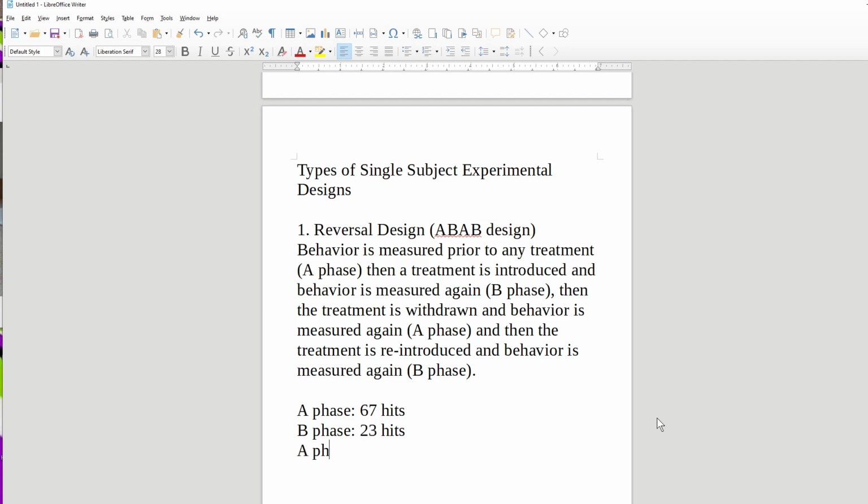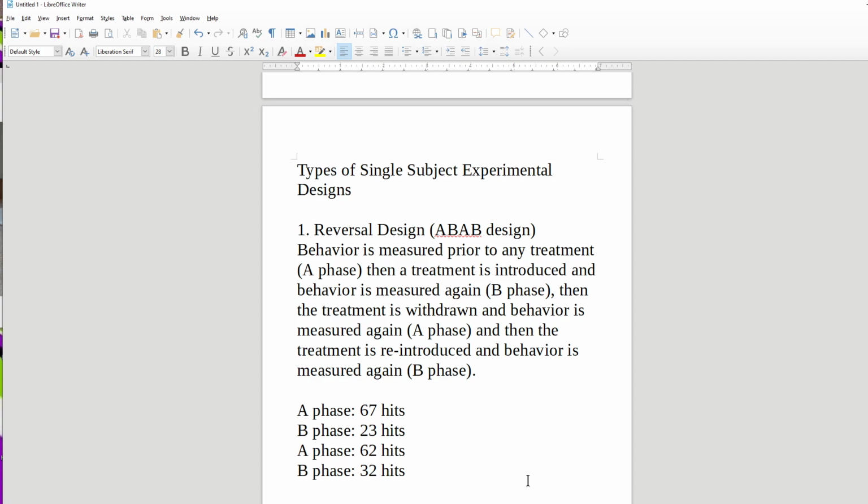All right, now we're going to remove the treatment and see if behavior reverses to where it was before. So we'd expect it to go back up again. Let's say it goes up to like 62 hits after we remove the treatment. And now we're going to have the B phase again, where we're going to reintroduce the treatment. If the treatment's working, it should go down, let's say 32 hits this time. So it looks like now the A phase, he's hitting himself a lot, and the B phase, he's not hitting himself so much. The B phase is when he's under our treatment.